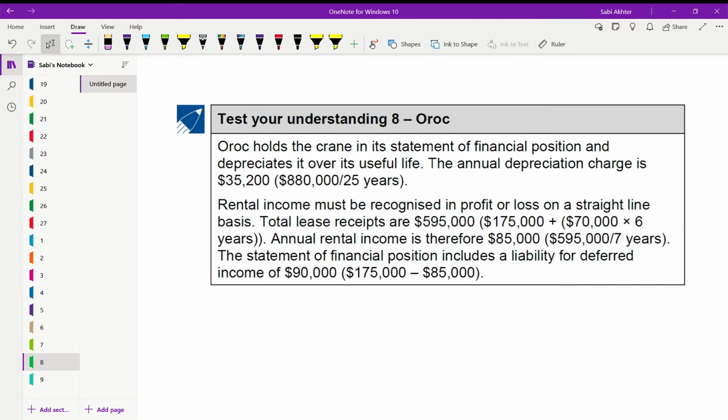So who holds the crane? OROC will hold the crane in its statement of financial position because it will be returned to OROC. That means OROC is still the owner of the asset. This is an operating lease, you should understand. So OROC is the lessor. It will hold the crane in the statement of financial position at the year end, and depreciate it over its useful life.